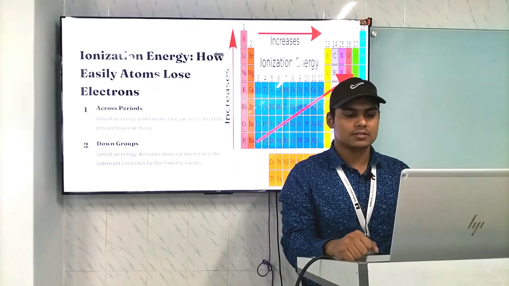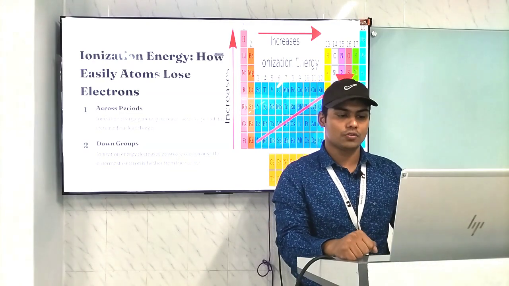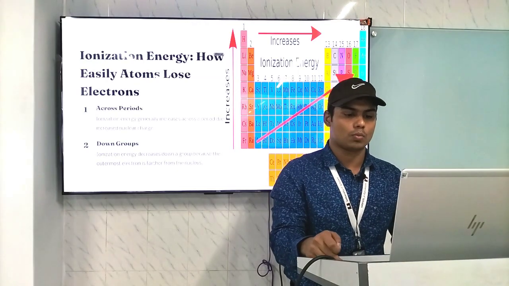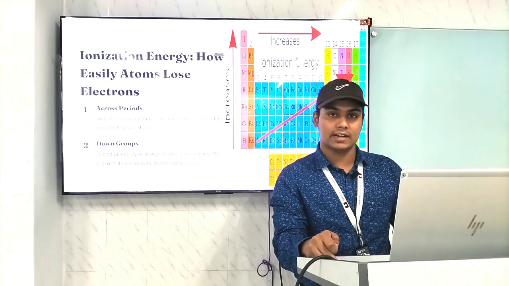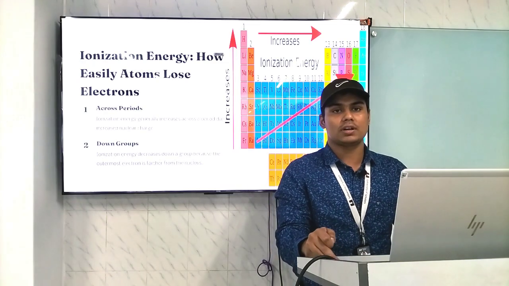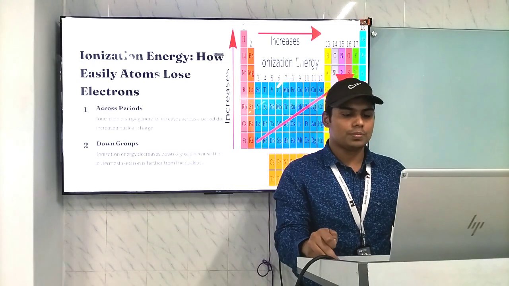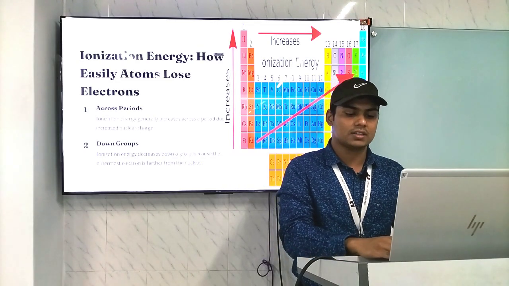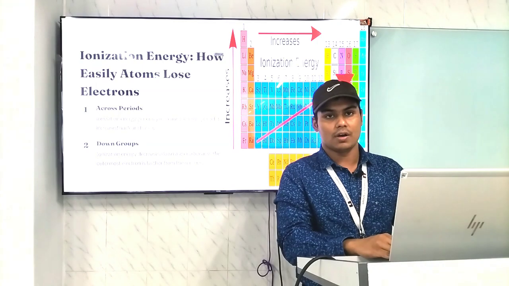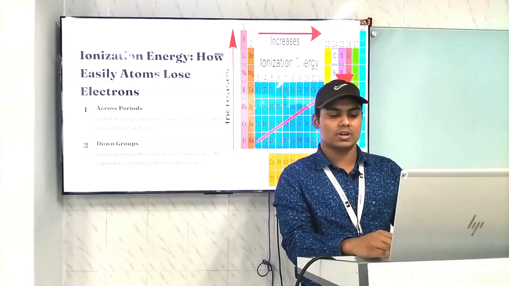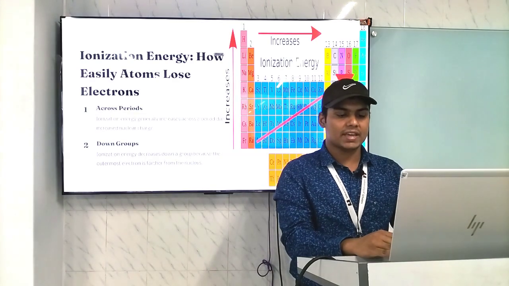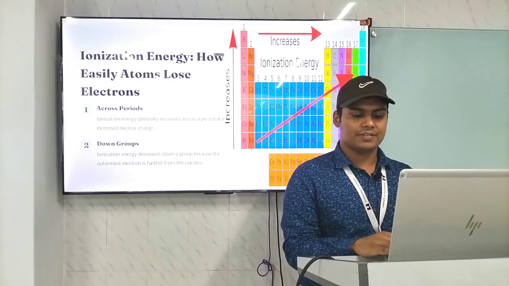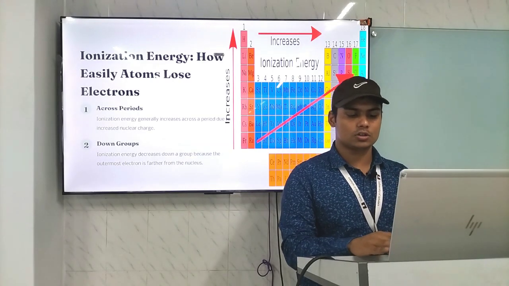Ionization energy. Ionization energy is the energy required to remove an electron from an atom. Across a period, ionization energy increases. Why? Atoms hold on to their electrons more tightly because of stronger nuclear charge. Down a group, ionization energy decreases. Why? The outermost electrons are farther from the nucleus and easier to remove. For example, alkali metals like sodium lose electrons easily, making them highly reactive, while noble gases like neon have very high ionization energy because they don't want to lose electrons.